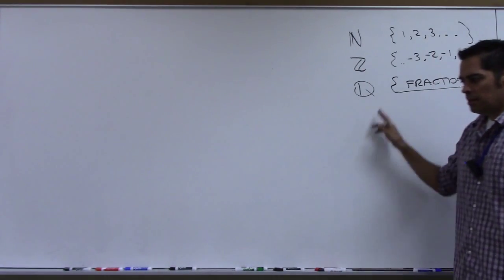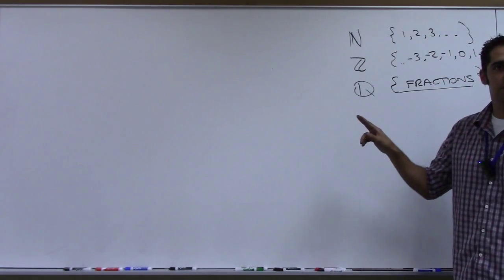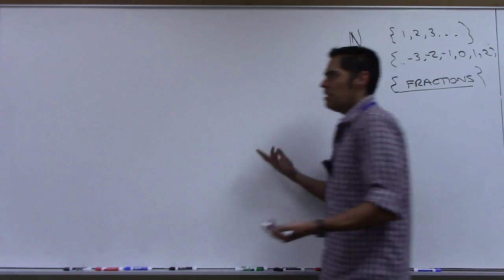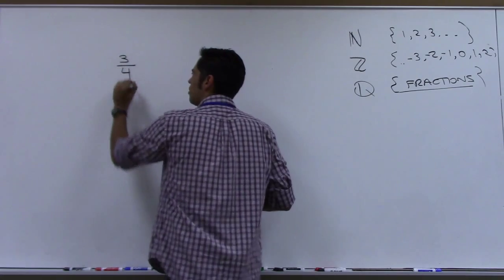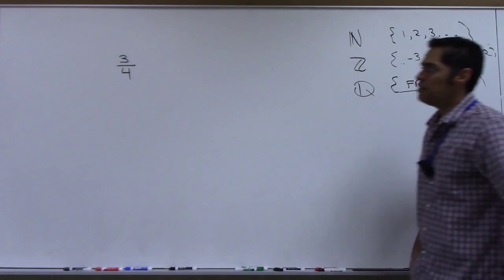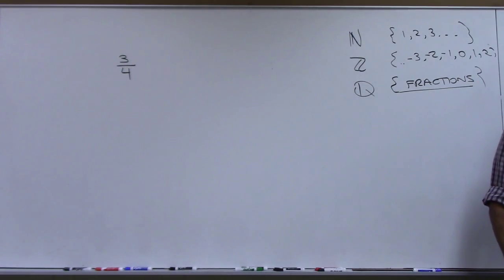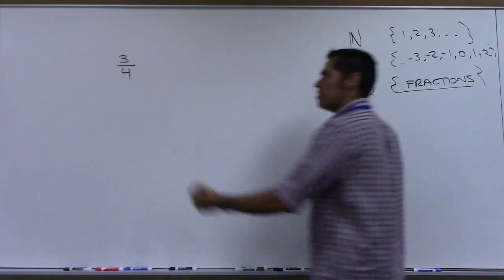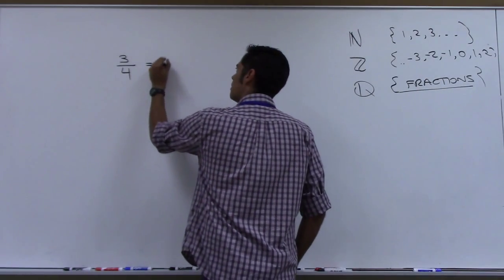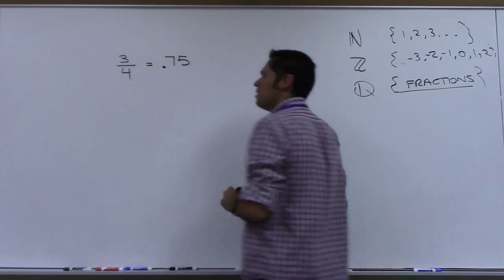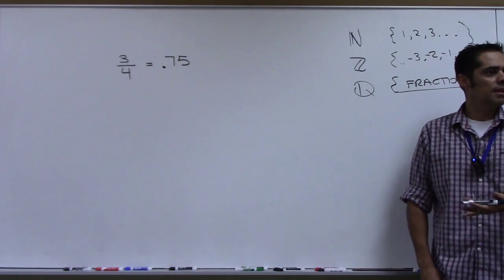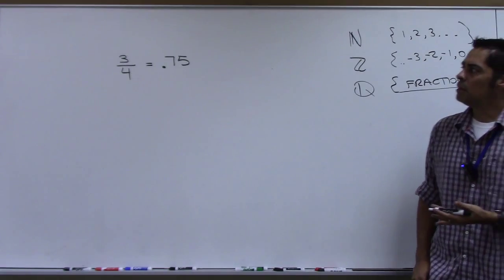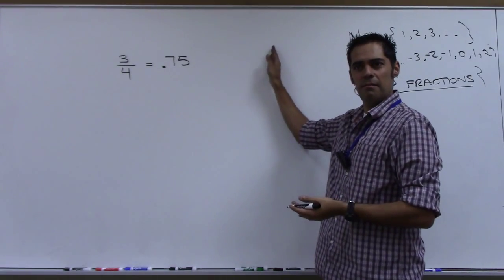Fractions. If I take a fraction, pick anything I want, I'm going to start pretty simple. I should be able to represent that as a decimal. And in this case, it would be just 0.75. And this is what we call a terminating decimal. It stops. There's actually zeros, but it stops.